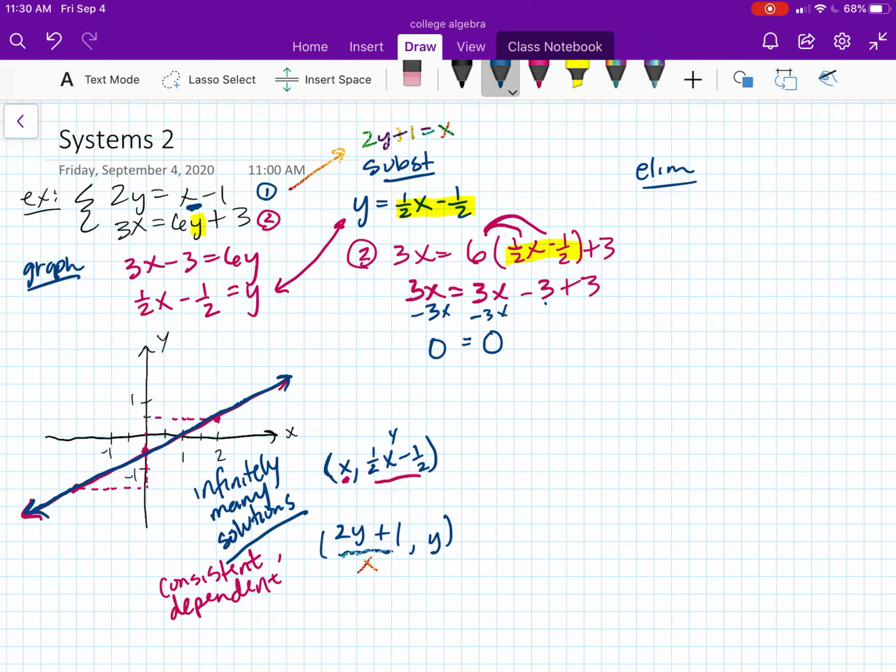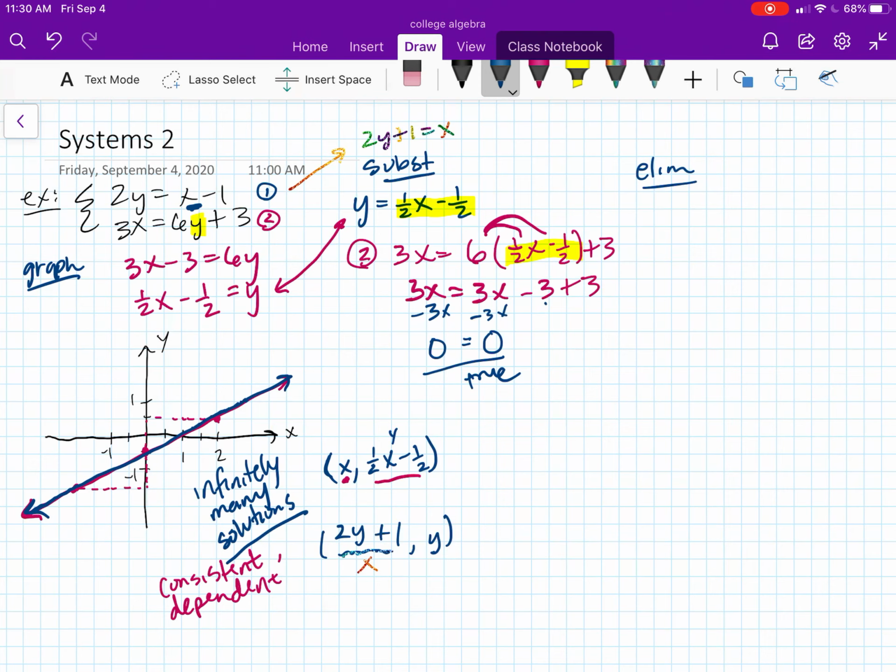Anytime you end with this true statement, I never had to graph it, right? I never had to solve for both. I didn't have to identify that they are in fact the same. If I just try to use substitution, all the variables eliminated, and I end with something true like this, a true statement, then there are infinitely many solutions. I know that that is the case.